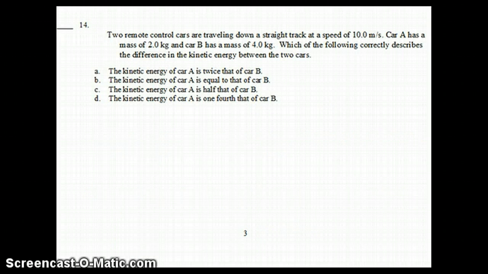Number 14, 2 remote control cars are traveling down a straight track at a speed of 10 meters per second. Car A has a mass of 2 kilograms and car B has a mass of 4 kilograms. Which of the following correctly describes the difference in kinetic energy between the 2 cars? A, the kinetic energy of car A is twice that of car B. B, the kinetic energy of car A is equal to that of car B. C, the kinetic energy of car A is half that of car B. Or D, the kinetic energy of car A is 1/4 that of car B.